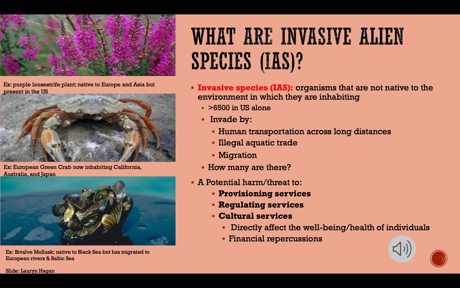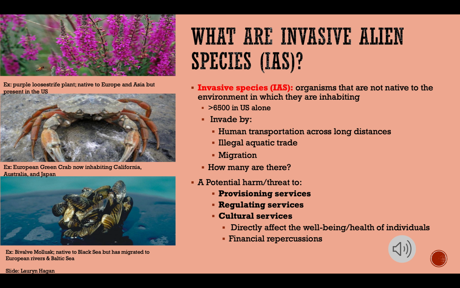Invasive alien species are defined as organisms that are not native to the environment in which they are inhabiting. They are large in abundance and are present all around us, with over 6,500 in just the US alone. Species can become invasive in many different ways, by migrating from their homeland to new territory, being transported by humans through illegal aquatic trade, which is specific to marine life, and more.